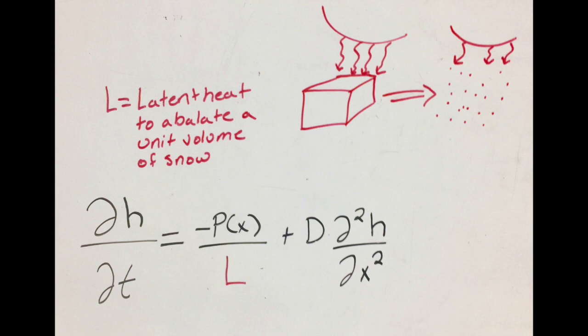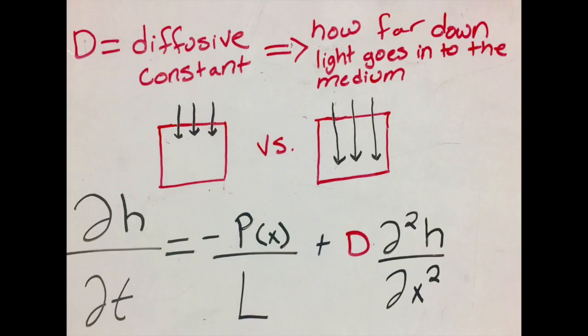L is the latent heat required to ablate a unit volume of snow. This is simply the amount of heat it takes to turn water from a solid into a gas. D is simply a diffusive constant, which describes how far down light goes into the medium. This is multiplied by the second derivative of height with respect to x. This describes how quickly the height is changing in the horizontal direction.